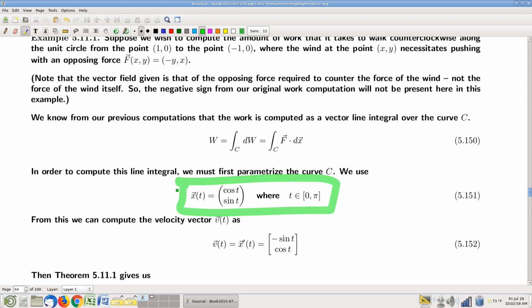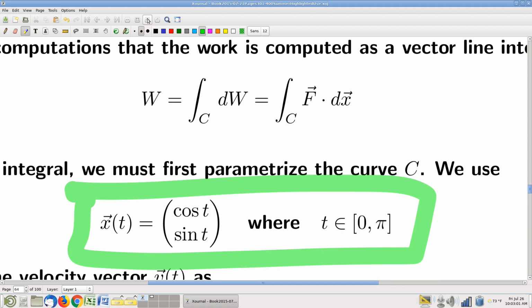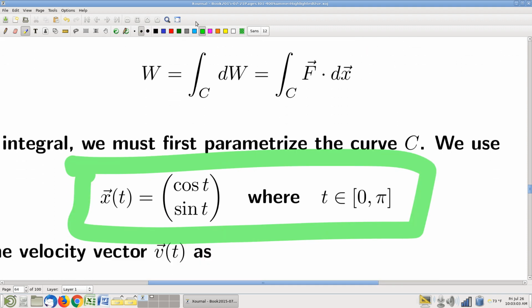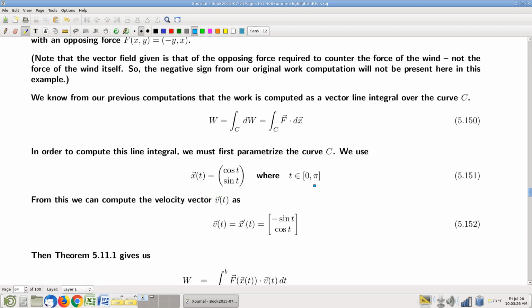Think about your bounds, by the way, carefully. I want to start at 1, 0. T equals 0 gives me the point 1, 0. And then I want to end at the point negative 1, 0, and again, think it through, but t equals pi gives you negative 1, 0. Okay. All right, so there's your parameterization. And now plug and chug. I mean, it's really all downhill from here.